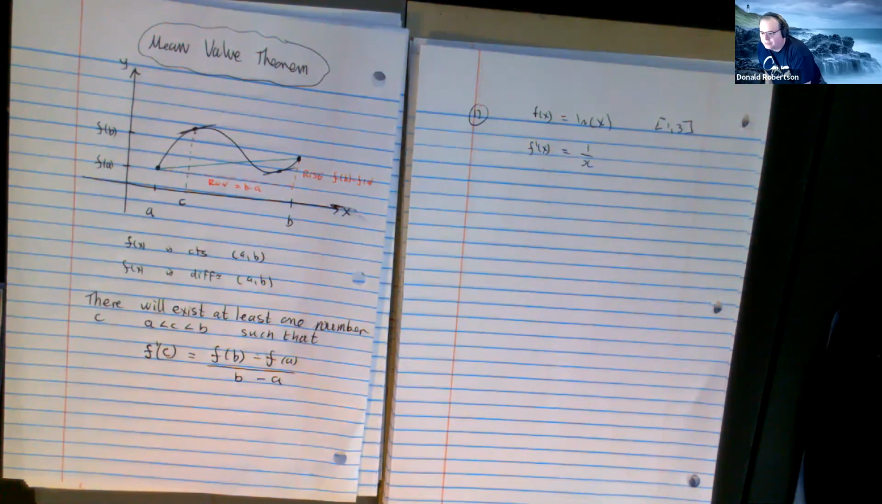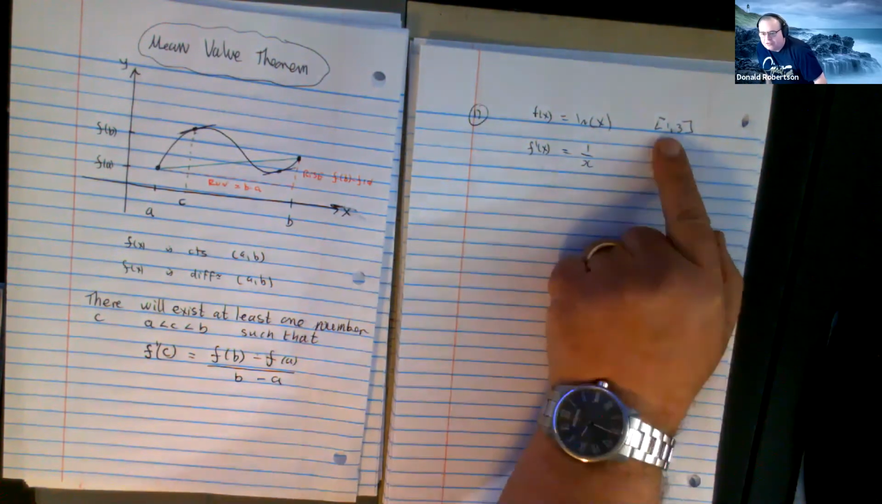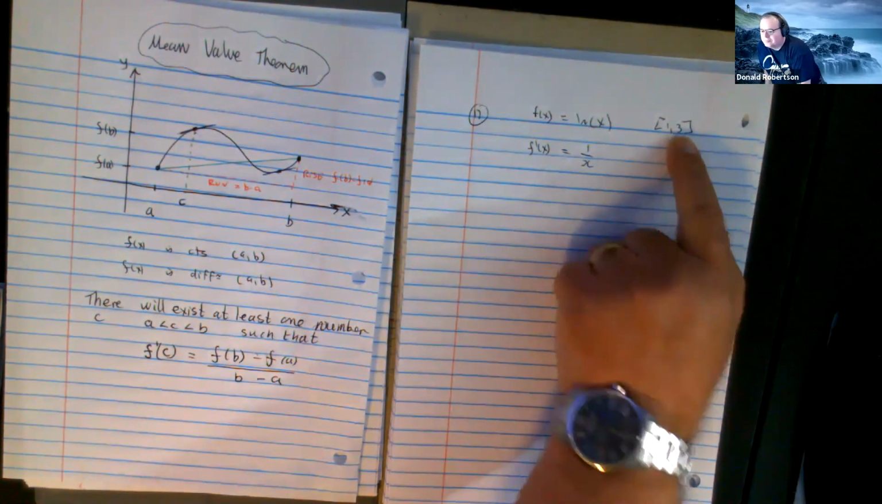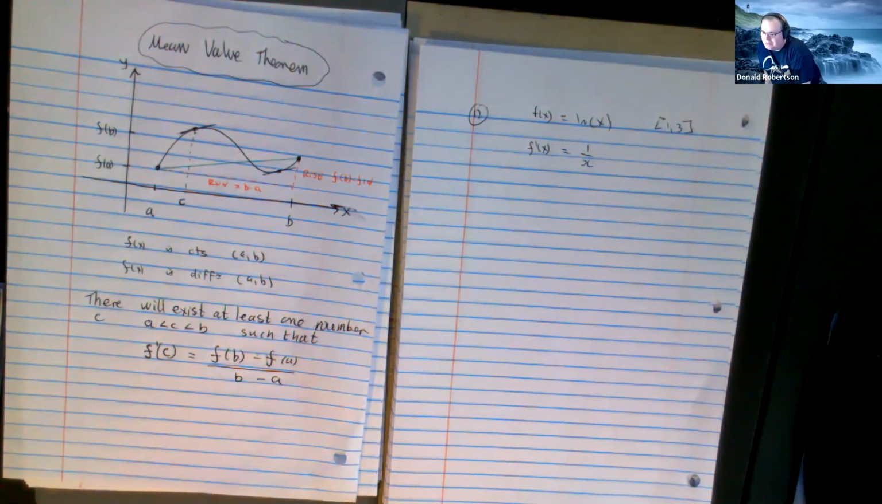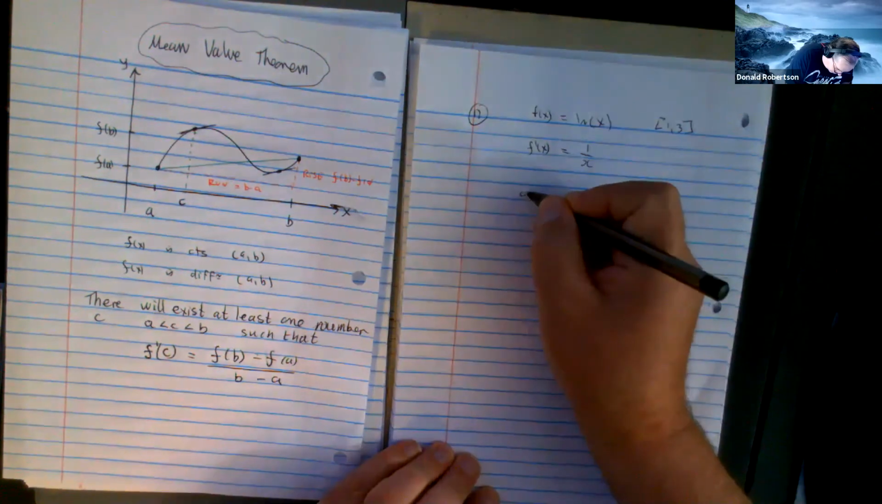It's bad news, right? What about the derivative, 1 over x? Where does it have a problem? 0. But aren't we only interested in 1 to 3? So isn't this function okay? It's continuous and differentiable as long as you're only using values of x between 1 and 3, right? 0 is not there, so it's not a problem. So this function is continuous and differentiable.